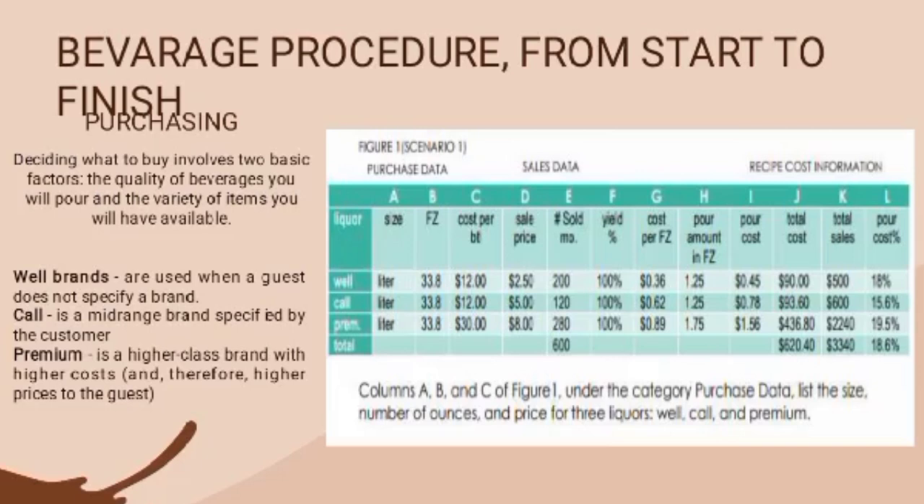The table summarizes liquor sales data for three categories: well, call, and premium. It includes purchase cost, sales prices, and yields. It also details pour amounts, cost per ounce, total sales, and profit percentages. The premium category has the highest sales and cost percentage, reflecting higher pricing and profit margins.